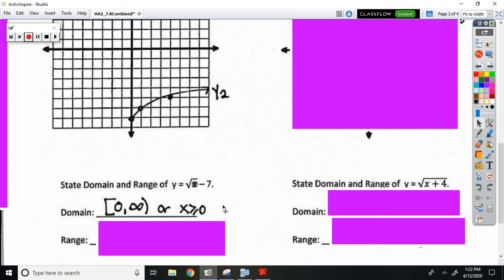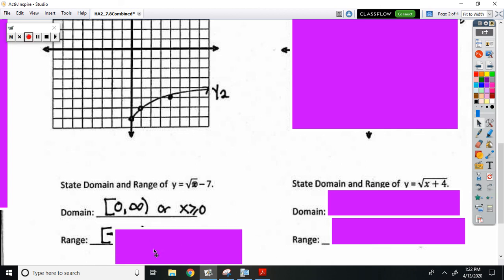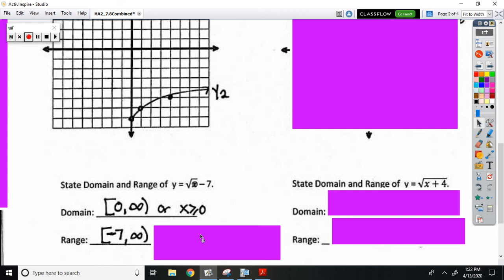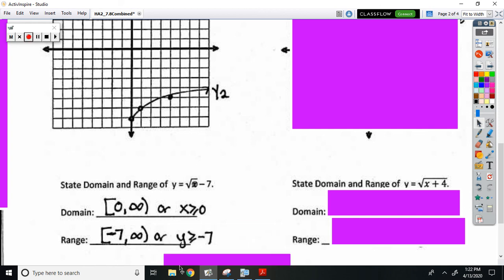Now our range is our y value, so you're now focusing on the y-axis. What's the smallest it ever gets on the y-axis? And that occurs at -7. And then it's increasing forever, so we should have bracket -7, comma, infinity. The other way you can write that is y is greater than or equal to -7.